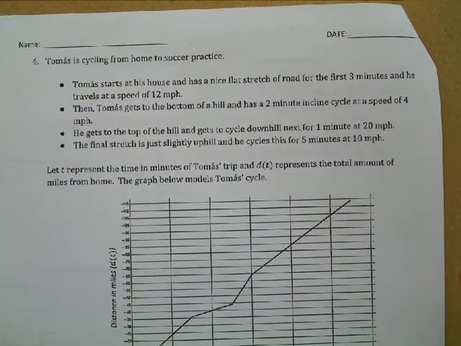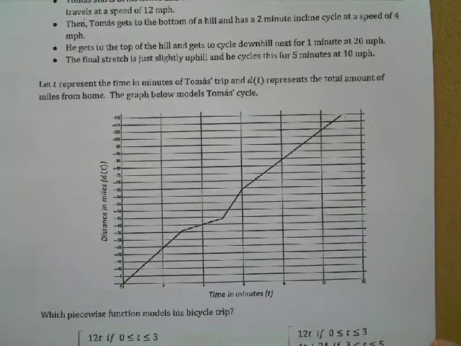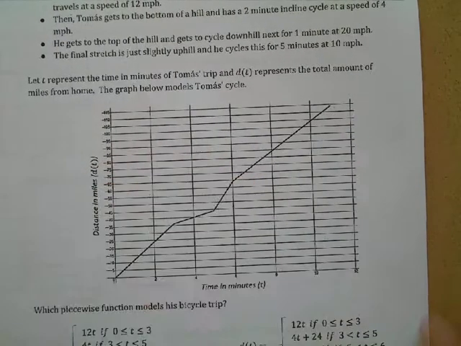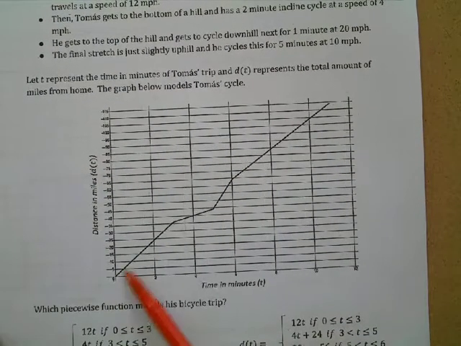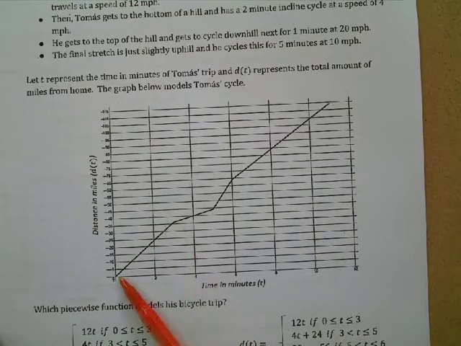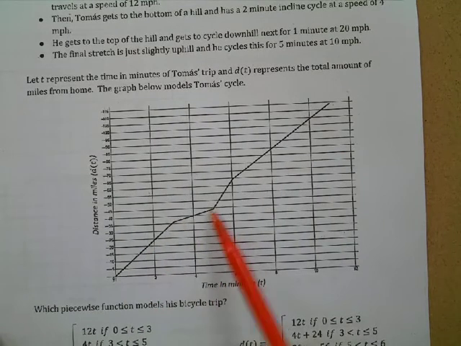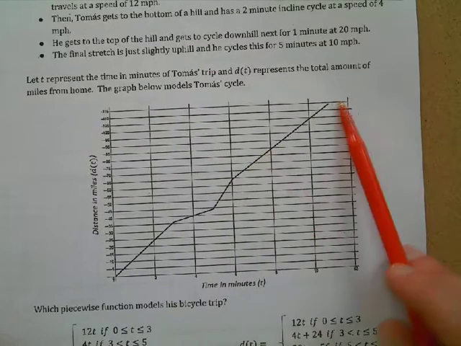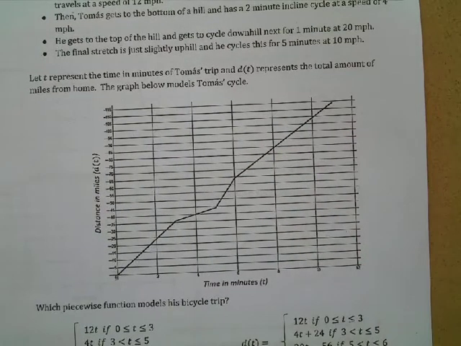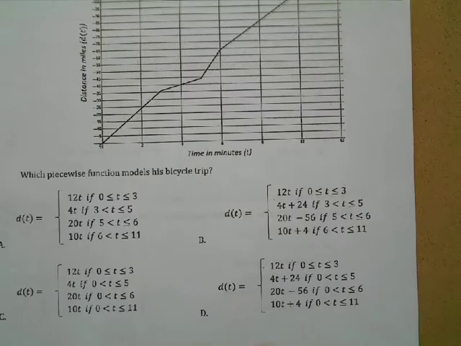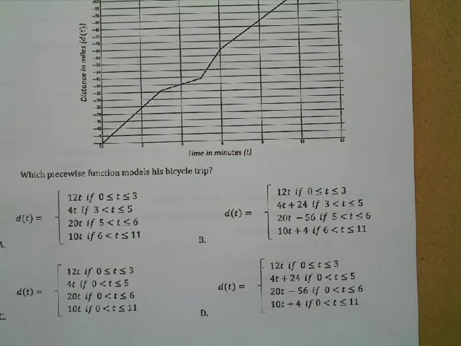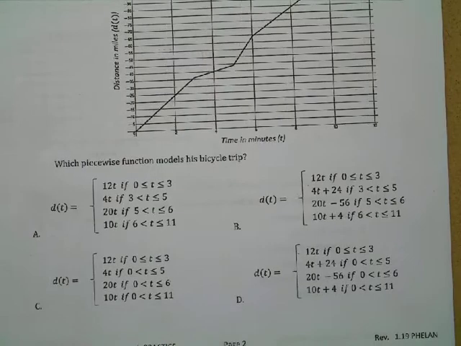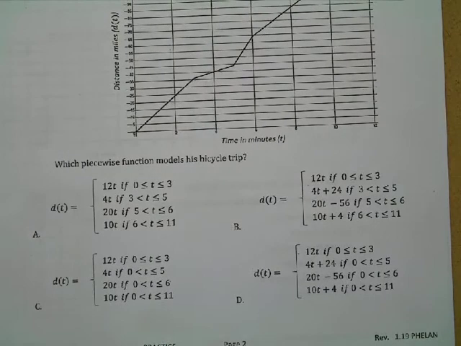Okay, so here's our piecewise function. There's him riding the nice flat stretch. Then he slows down going uphill. Then he speeds up going downhill. And then he continues going 10 miles per hour for the next 5 minutes. Okay? Which one of these piecewise functions matches that situation?